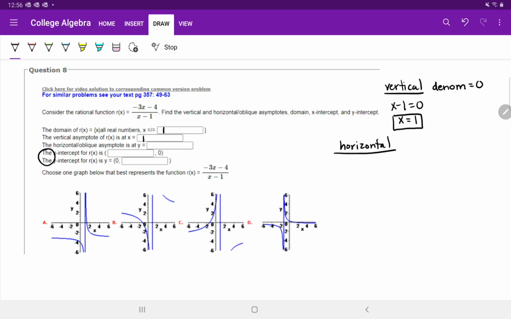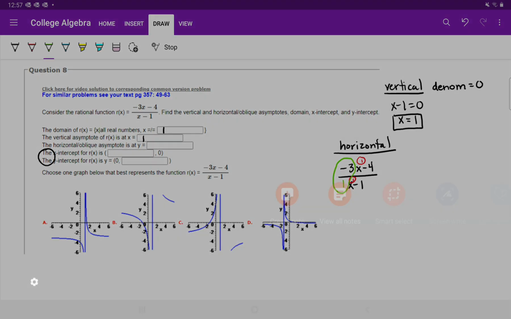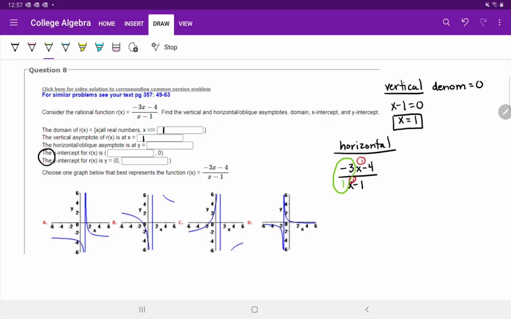So we start with our function, -3x - 4 over x - 1, and we compare the degree of the top with the degree of the bottom. It's 1 over 1. So what we do is we take the coefficient in front of that leading term, which on the bottom here, since there's nothing written, we would imagine this was a 1x. We will have a horizontal asymptote at y equals -3 over 1.